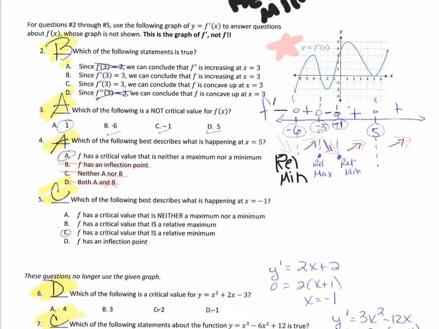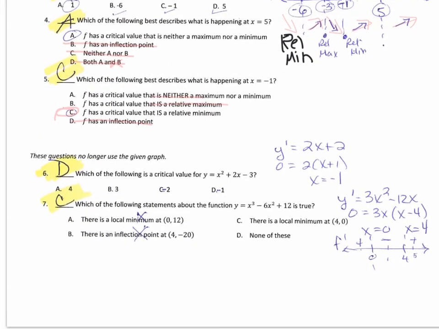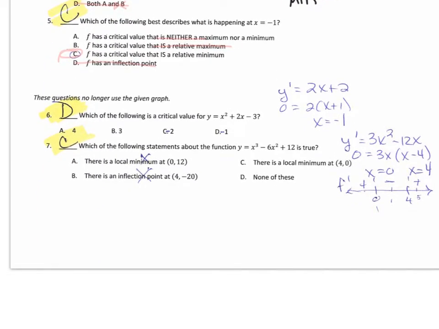Let's go see what our choices are. Has a critical value that is neither a max nor a min, not true because we do have a min there. Critical value that is a relative max, not true. Critical value that's a relative min, true. No inflection point, need the second derivative, so we do choose C. That's it for questions with that graphed curve. Let's go down and look at 6 and 7 now.